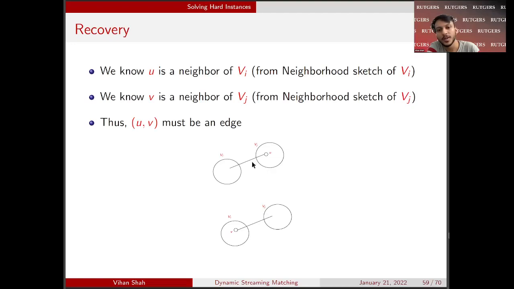So the way we do it is we look at the neighborhood sketch of Vi and find this node U inside Vj. And then we look at the neighborhood sketch of Vj and find this node V inside Vi. And now we know that since there is just one edge between them, we get this edge and we can recover it. And now note that we can recover such an edge for a constant fraction of the groups. So that gives you a matching which is of size omega n over alpha, which is enough for us.